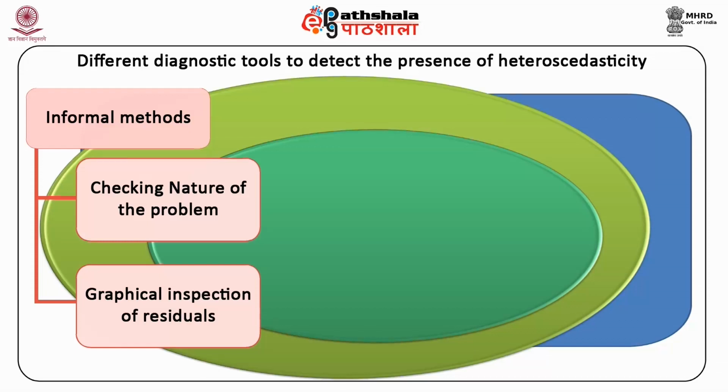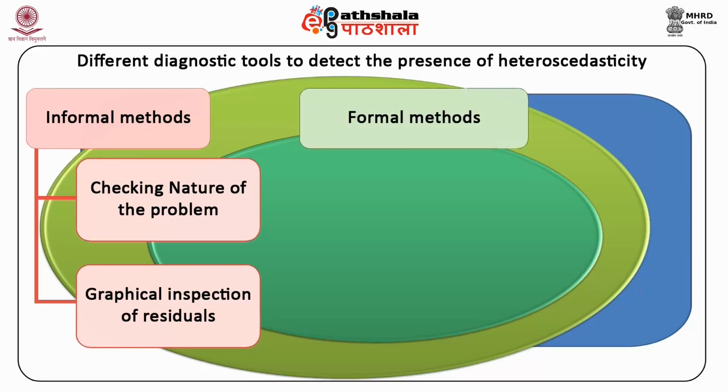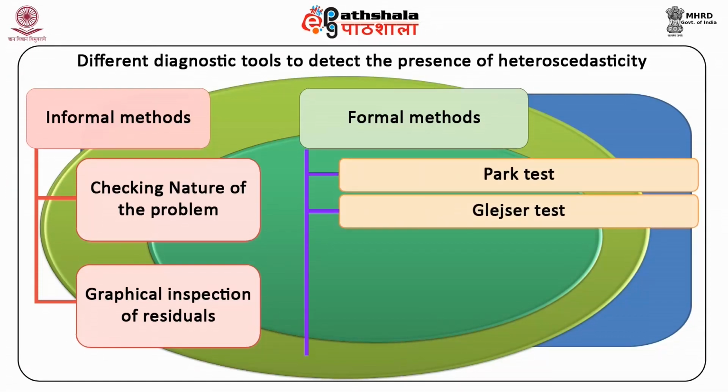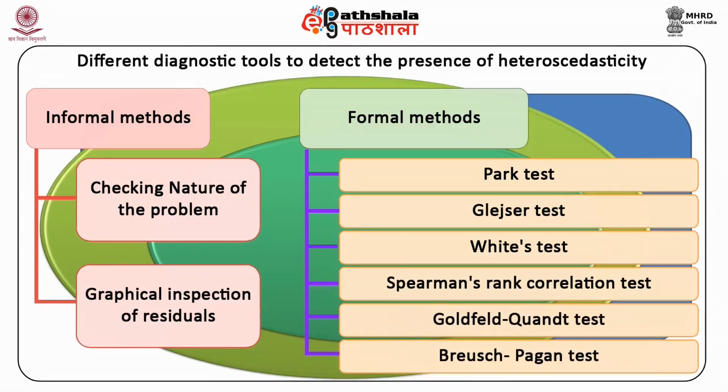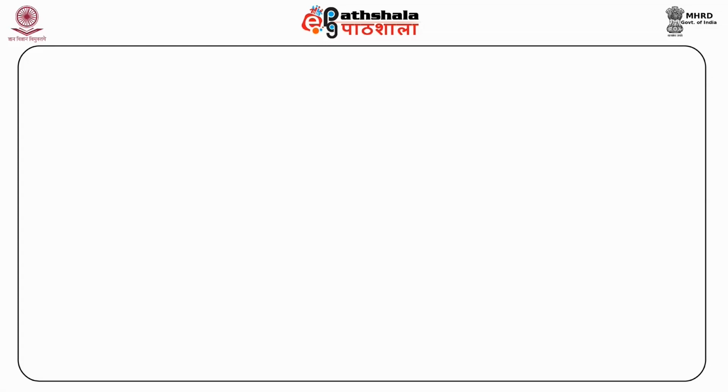In this module, we have seen different diagnostic tools to detect the presence of heteroscedasticity. These tools are divided into two parts: informal test and formal test. The informal methods include detection of the nature of the problem and graphical inspection of the residuals. In the cross-sectional data involving heterogeneous units, heteroscedasticity may be the rule rather than the exception.